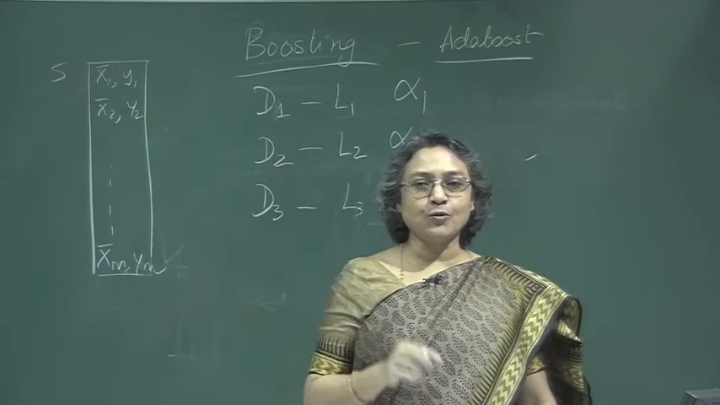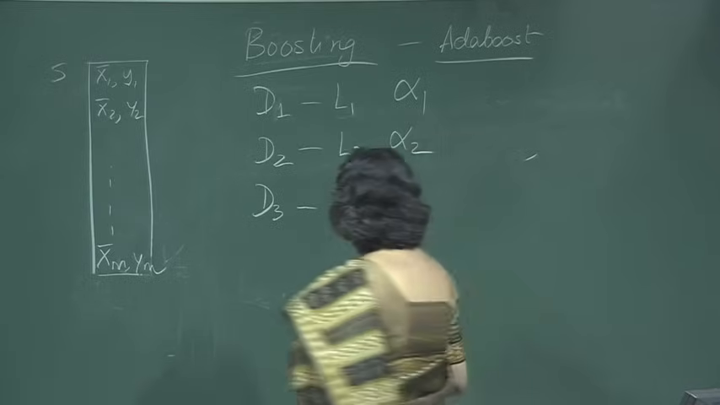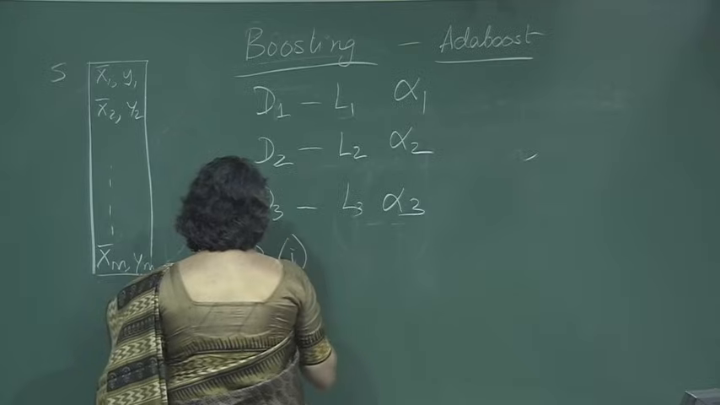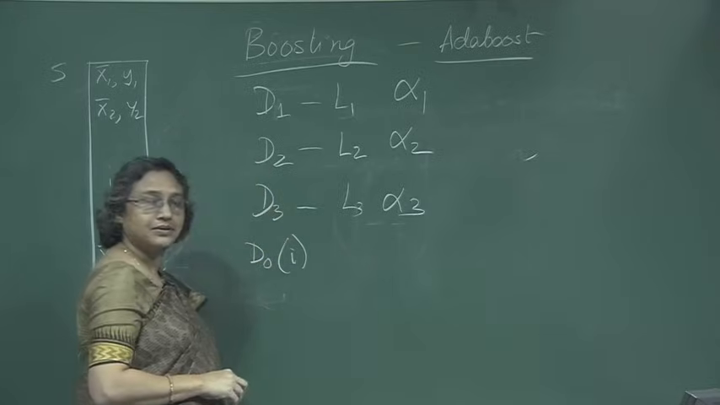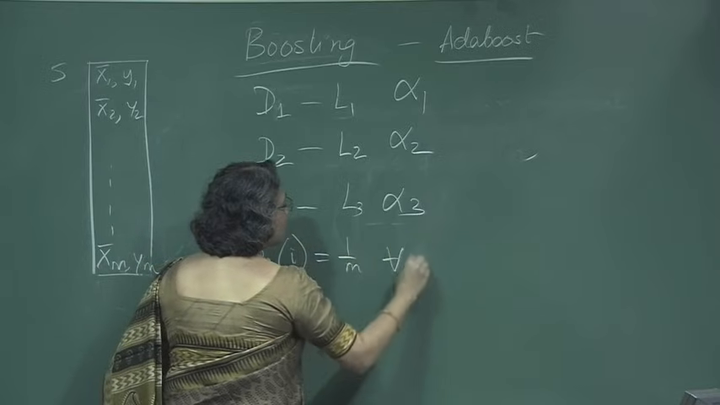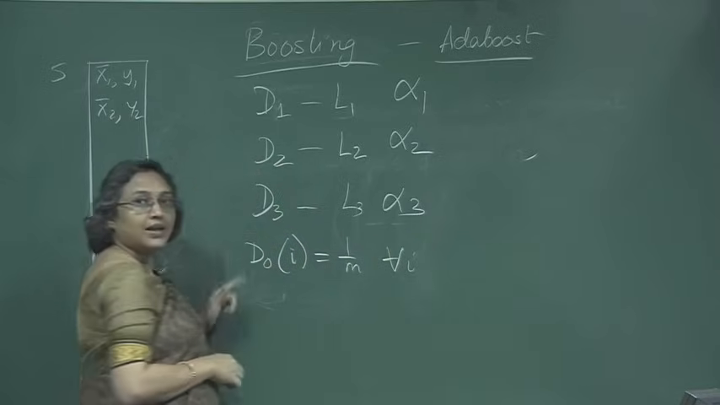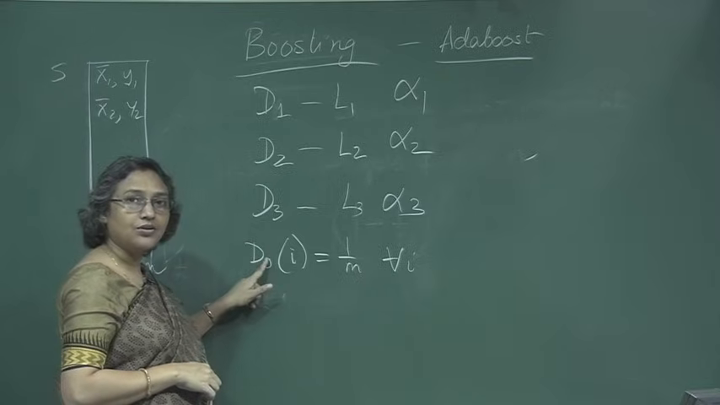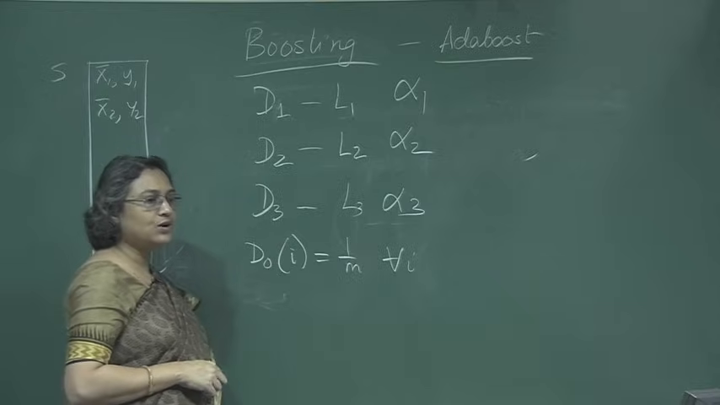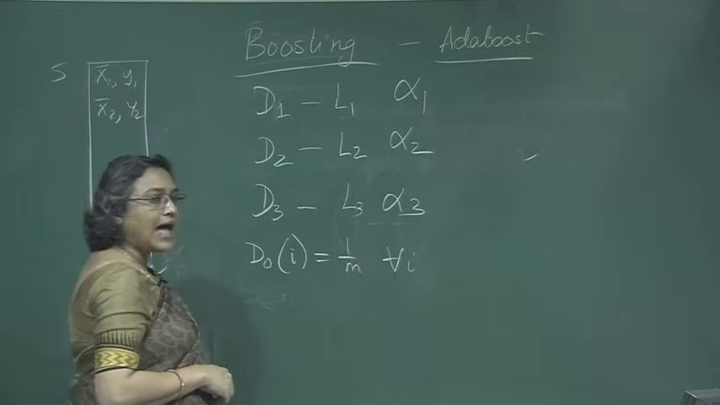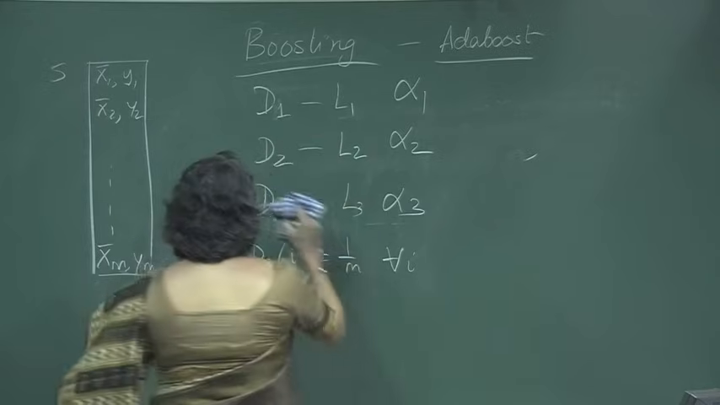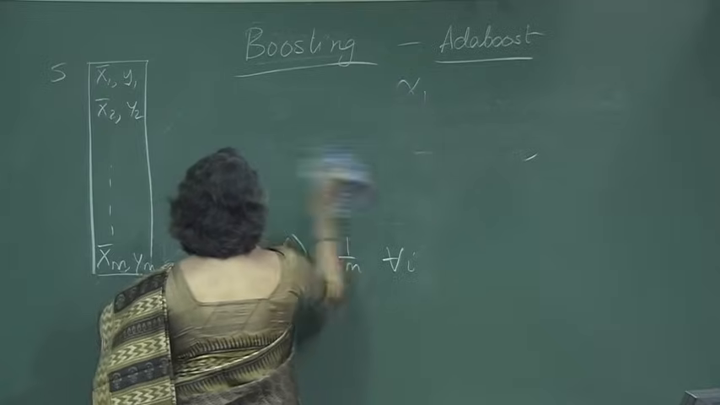And we have a weight for each training example. Initially, d0i is the weight of the ith training example. Initially, d0i is equal to 1 by m for all i between 1 to m. At time 0, all the examples have equal weight, which is equal to 1 by m, and we use a learning algorithm. Now, we do capital T number of iterations.